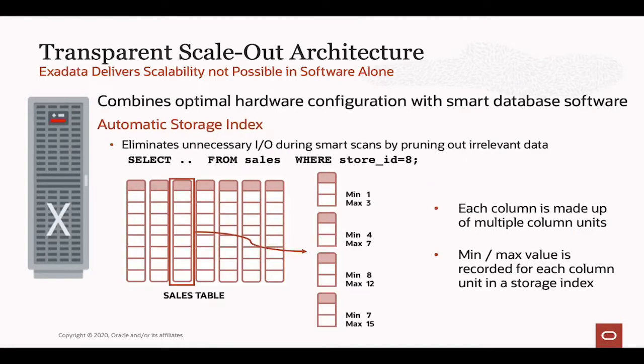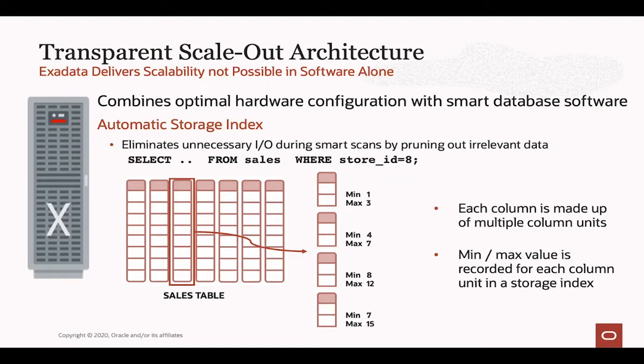The other big advantage we get, of course, is the automatic creation of storage indexes. When the data is being persisted on disk, it's actually broken up into pieces or chunks, often referred to as extents. And for each one of those pieces, we're going to record the minimum and maximum value for a column and create a storage index out of these min-max ranges. That's going to allow us to do data pruning or eliminate any unnecessary I/O when it comes to scanning and filtering that data. So if we go back and look at my original example, where I was looking for information from the sales table where the store ID is 8, then we can see how this storage index will help us in that particular query.